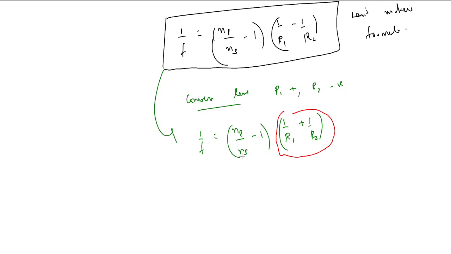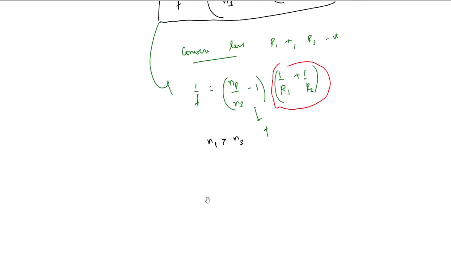So for a convex lens, as long as NL is more than NS, even this term will be positive. So what we get here is 1 by focal length would be a positive term into a positive term, which means F becomes positive. So for a convex lens, as long as N for lens is more than N for surrounding, F becomes positive.